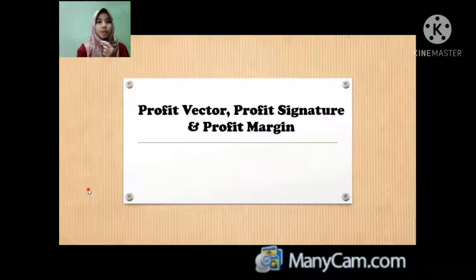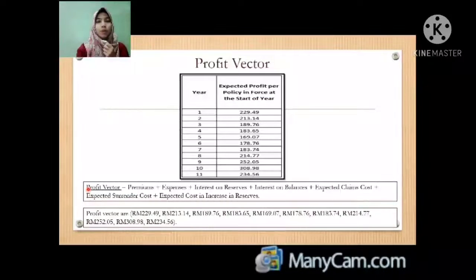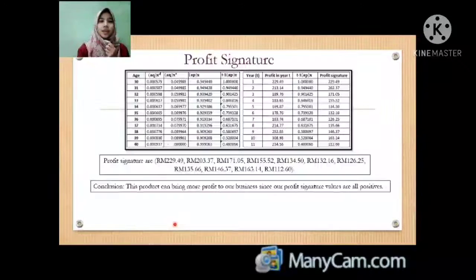Next, I will explain the profit vector, profit signature, and profit margin. To get our profit margin, we must calculate the profit vector first using this formula. And then we get our profit vector: RM229.49 up until RM234.56 at year 11.